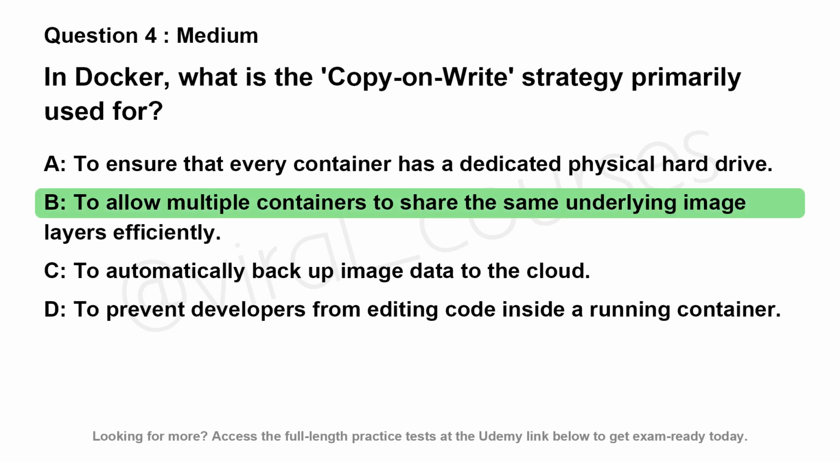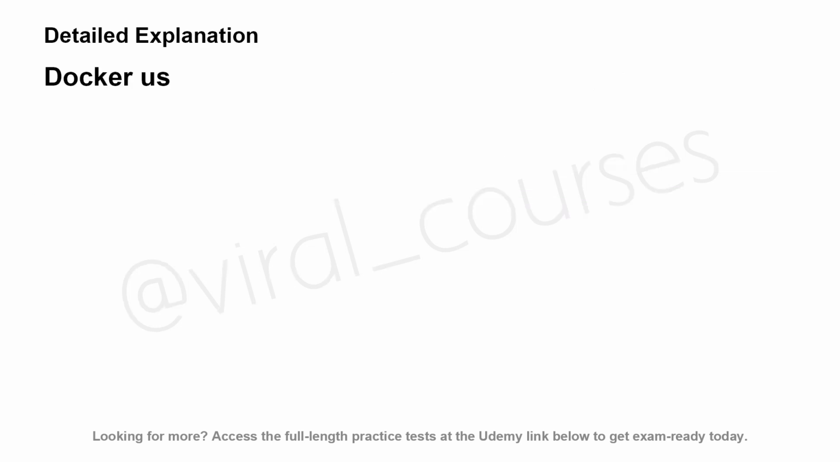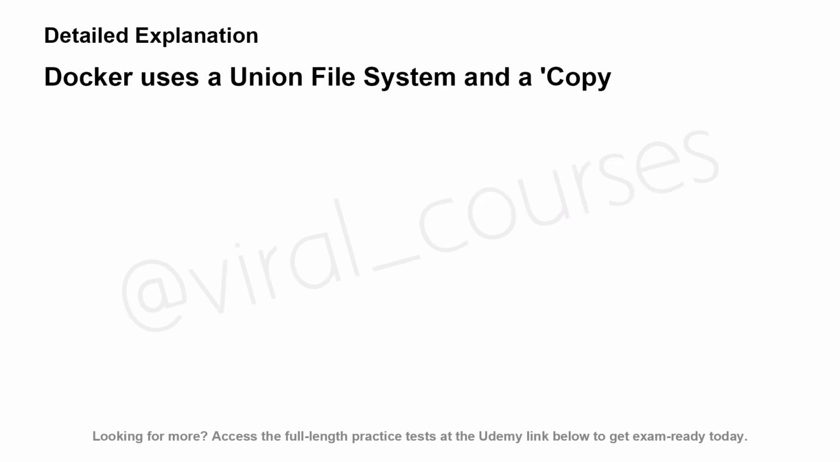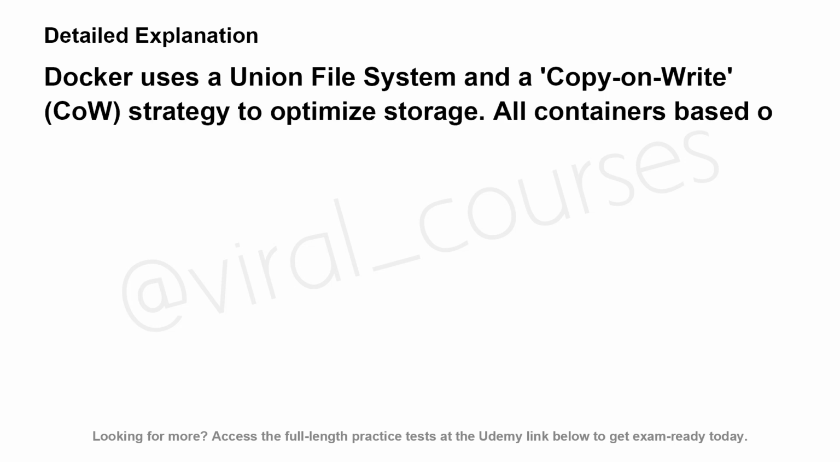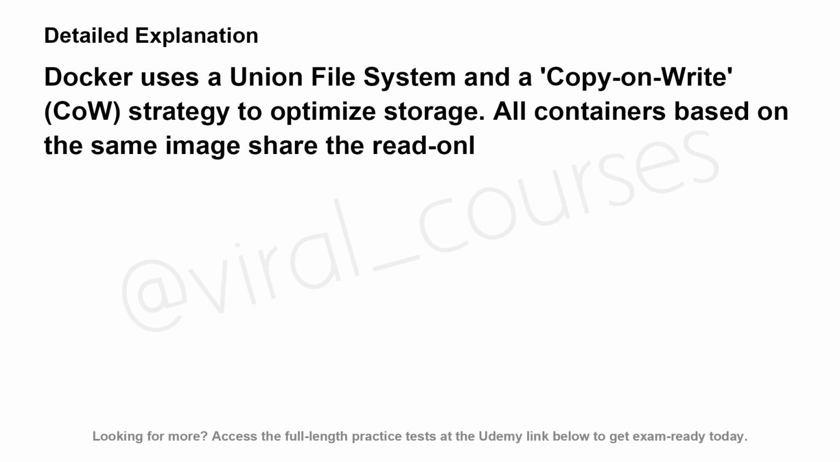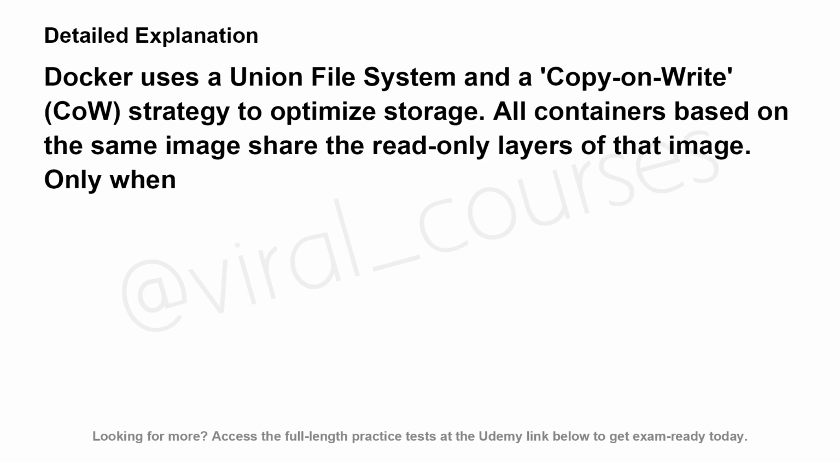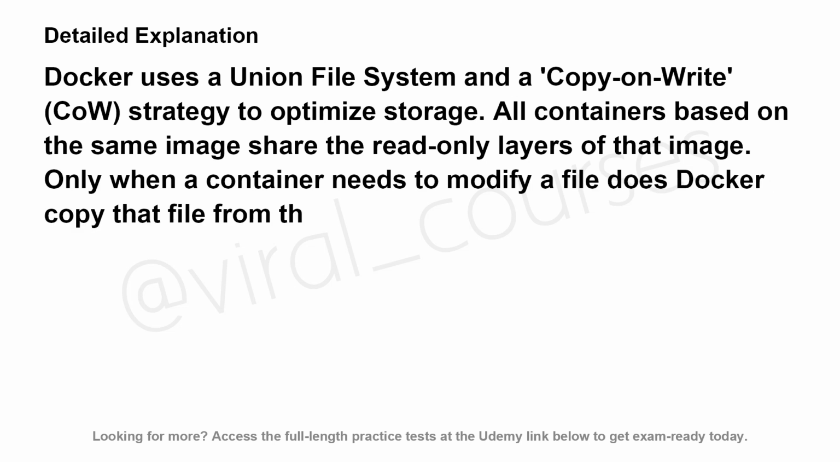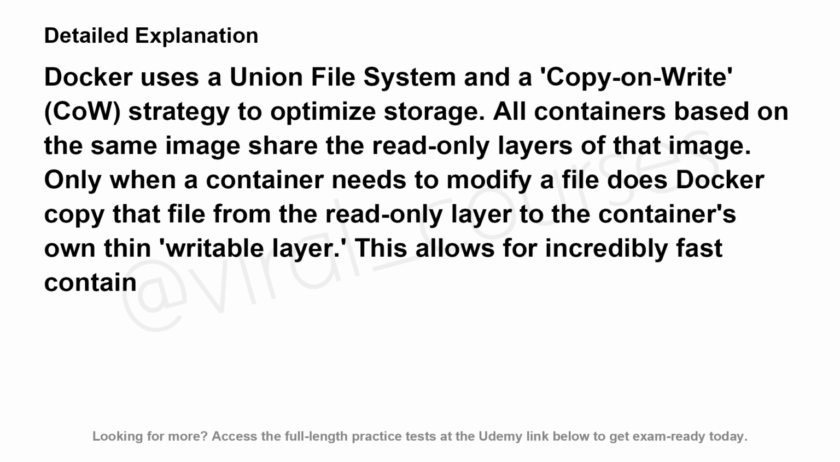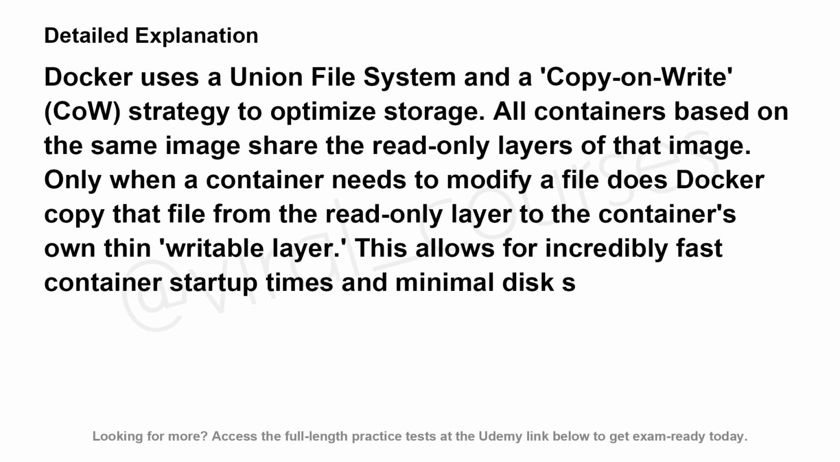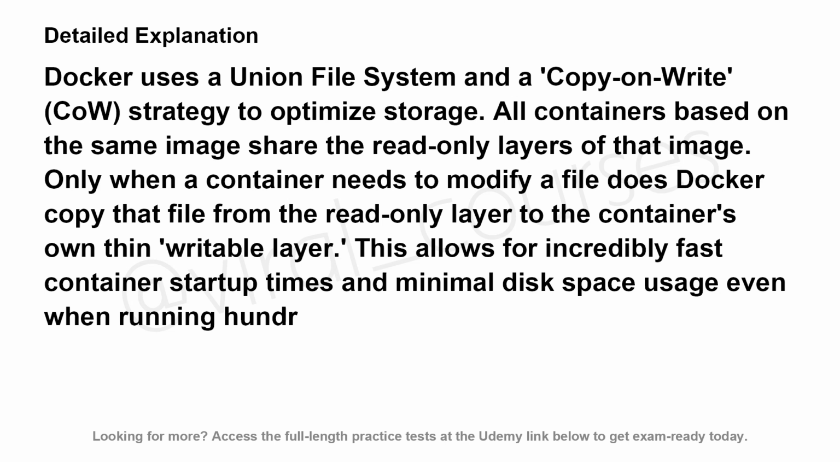The correct answer is B. Docker uses a union file system and a copy on write (CoW) strategy to optimize storage. All containers based on the same image share the read-only layers of that image. Only when a container needs to modify a file does Docker copy that file from the read-only layer to the container's own thin, writable layer. This allows for incredibly fast container startup times and minimal disk space usage even when running hundreds of container instances.